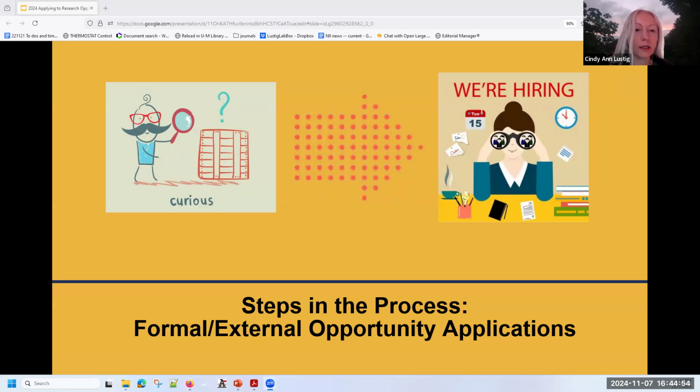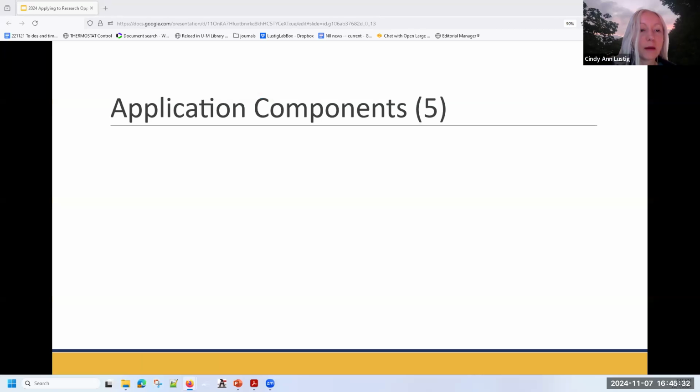All right, now I will talk a little bit about the steps in the process. And here I'm going to focus on the more formal or external opportunity applications. So this would be for things like if you're applying to one of the REUs at a different institution, like Jess was talking about, or if you're applying for SROP. This is basically a situation where the person may not ever get a chance to talk to you in person beforehand, as opposed to if you're just applying to somebody's lab and you are in their class, like this is how you're going to introduce yourself to them.